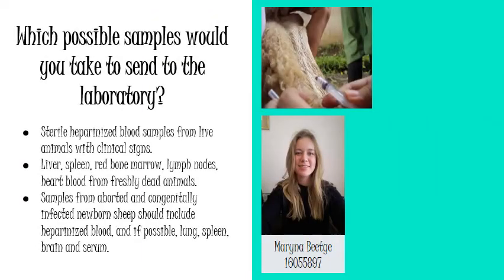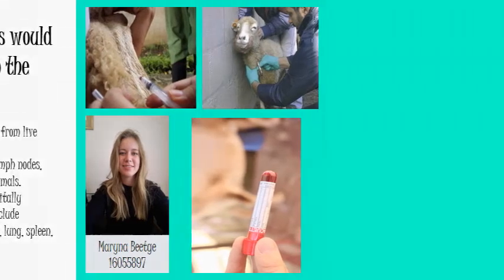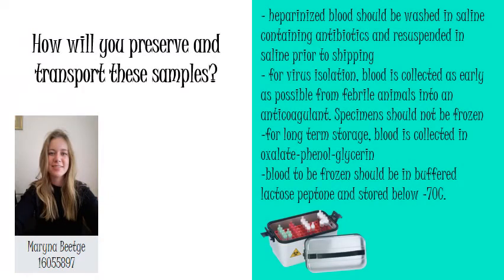Samples that you would collect to send to the lab would be blood samples from live animals with clinical signs. In dead animals, samples of the liver, spleen, red bone marrow, or heart blood can be taken. In aborted newborn sheep, samples of the blood and, if possible, of the lung, spleen, brain, and serum should be collected.